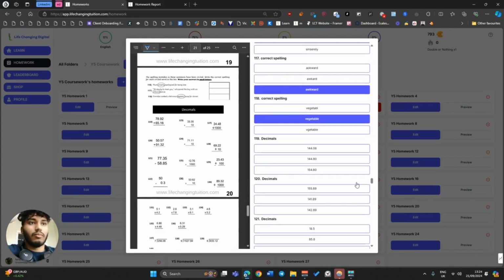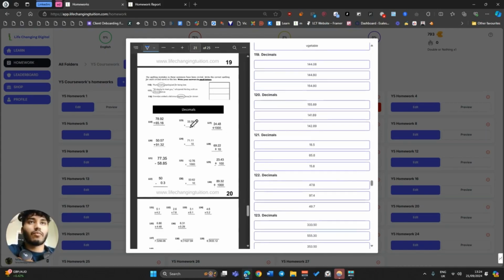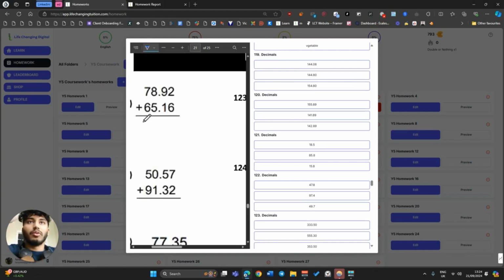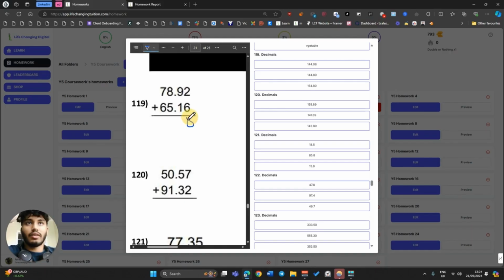Okay, we're on to more decimals now. Alright, 78.92 added to 65.16. So if we add the 6 and the 2, we get 8. If we add these two, we get 10. And then we have to carry the 1. 1 plus 8 plus 5 is 14. And then we've got 7 plus 7, which is 14 again. So that is our answer.